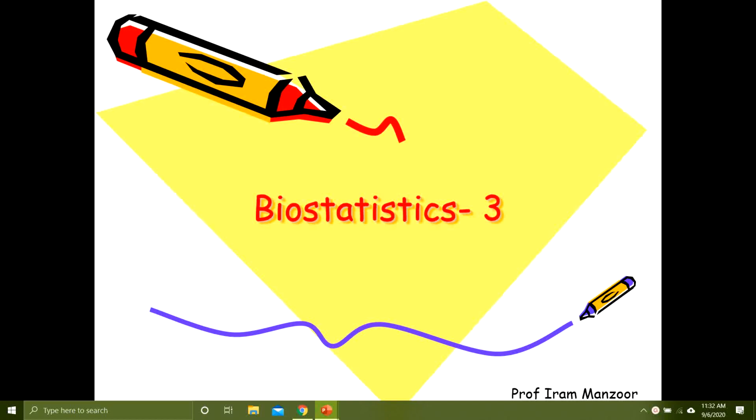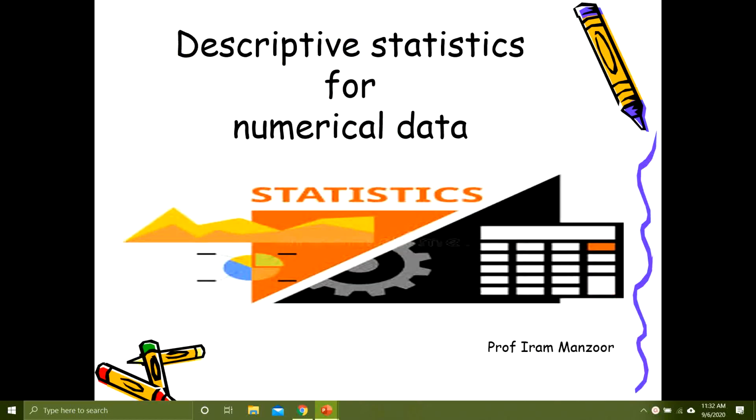Today we are going to discuss lecture number 3 of biostatistics. In our last lecture, we discussed how qualitative data is presented in the forms of tables and graphs, with the exception of a few things. For example, histograms are presented for quantitative data. Frequency polygons are basically drawn for quantitative data, but the majority of qualitative data is presented in the form of graphs and frequency tables.